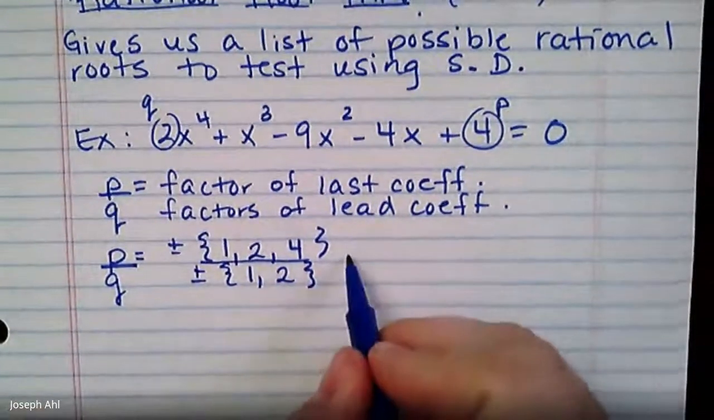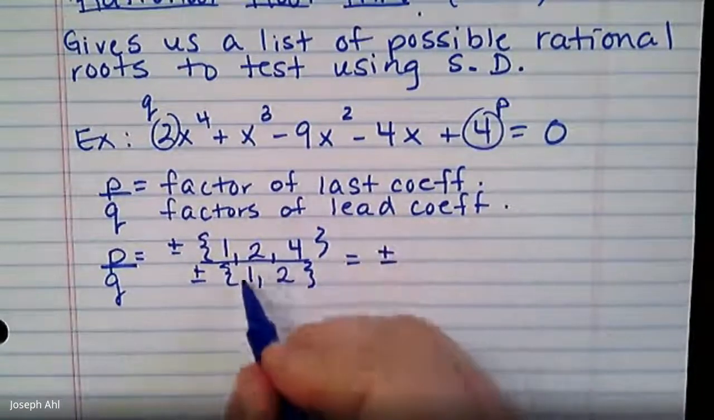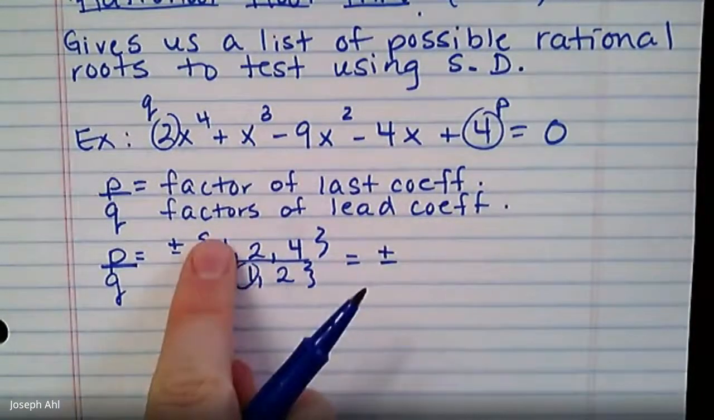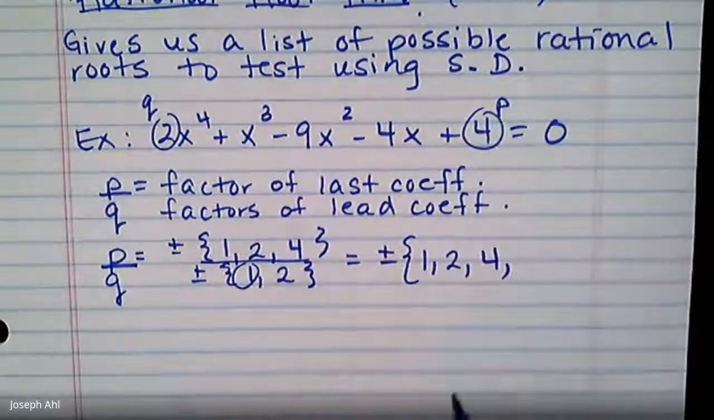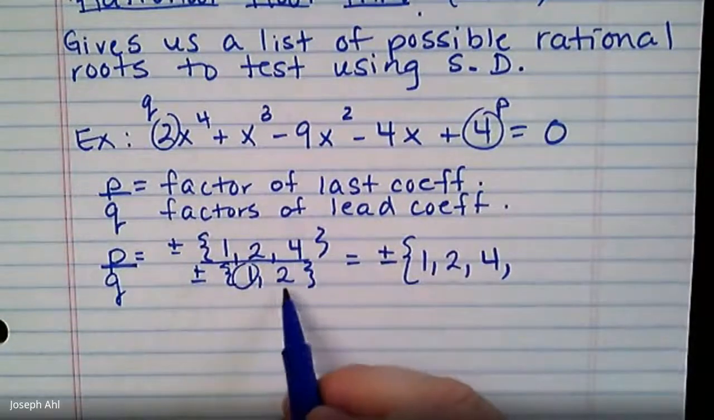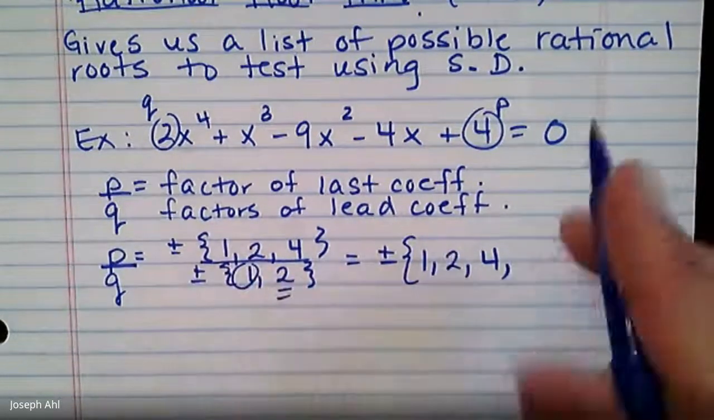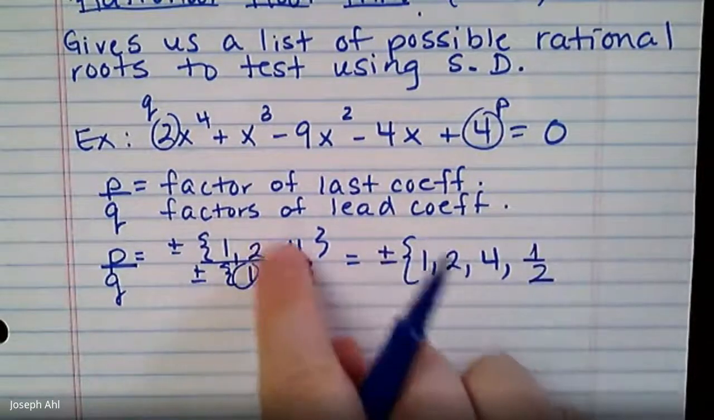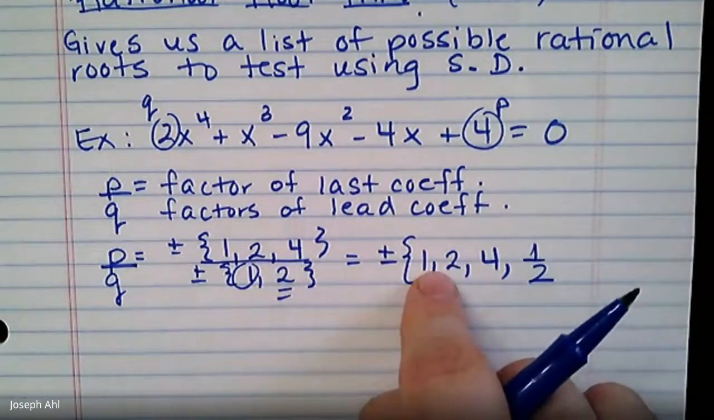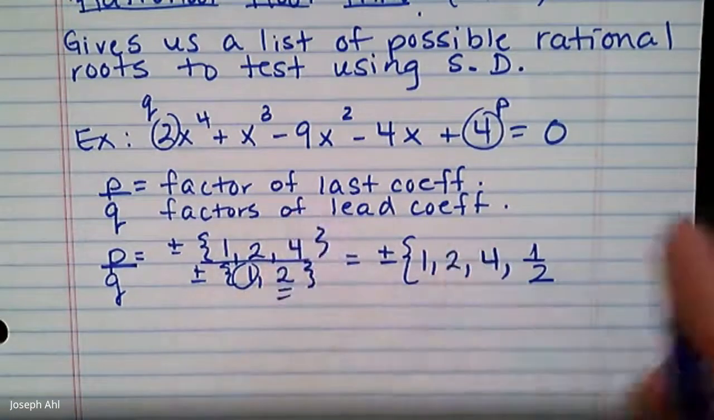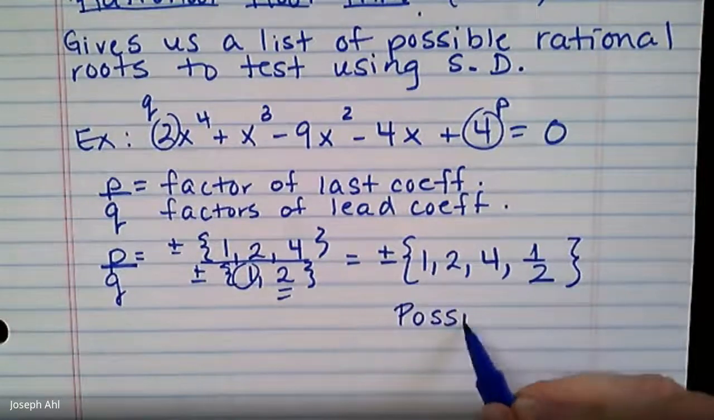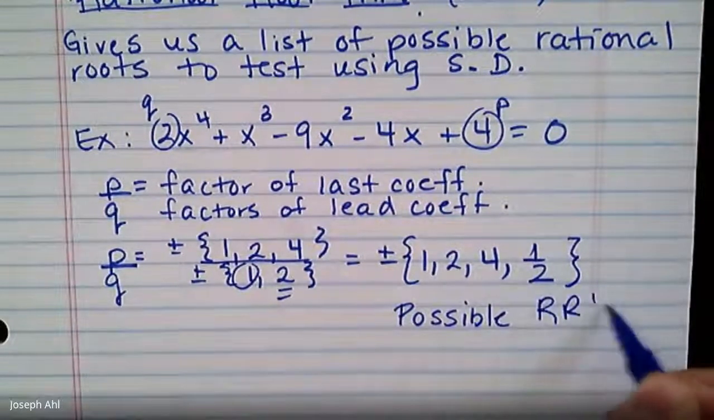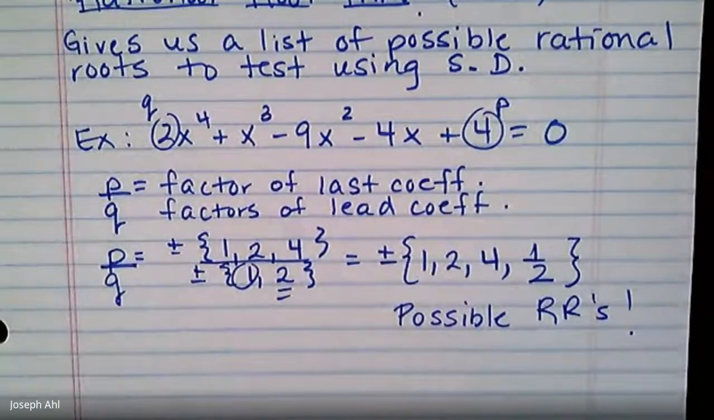So what we're going to do is take everything on the top and first divide it by 1. Okay, take that list on the top, divide by 1 first. So that's easy. That's just 1, 2, 4. Then you're going to take everything on the top, divide it by 2. So 1 divided by 2 is 1/2. 2 divided by 2 is 1, but that's already in the list, so don't write it again. 4 divided by 2 is 2, which is also in the list. So this right here is our list of possible RRs, possible rational roots. These are the only numbers we would test in synthetic division.